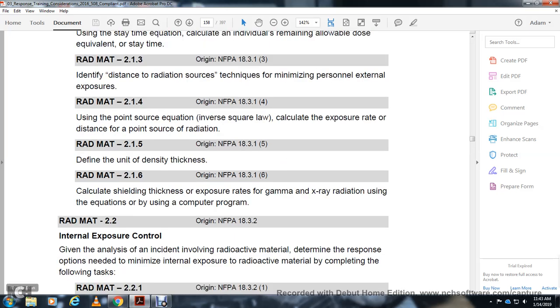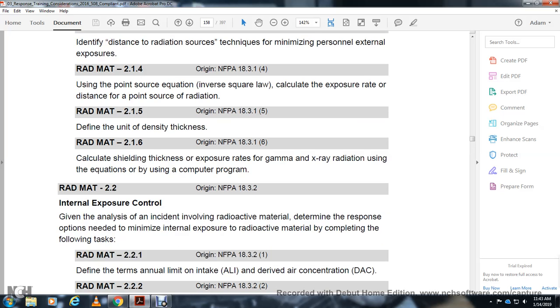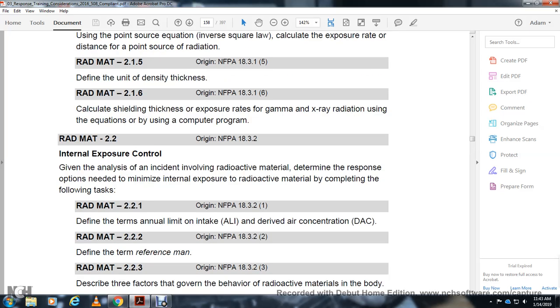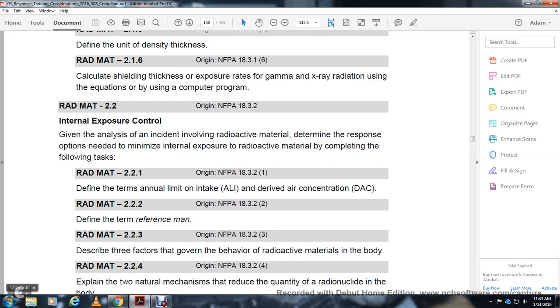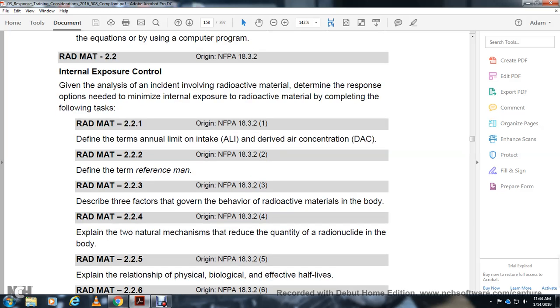Internal exposure control. Given the analysis of the incident involved with the radioactive material, determine the response needed to minimize the internal exposure of the radioactive material, completing the following tasks. Determine the times. Determine the annual limit of intake. Annual limit of intake, derived air concentration. Determine the reference band. Describe the 4 to 3 factors that reveal the behavior of the radioactive material in the body. Explain 2 natural mechanisms of the radioactive quantity of the radionuclide in the body.